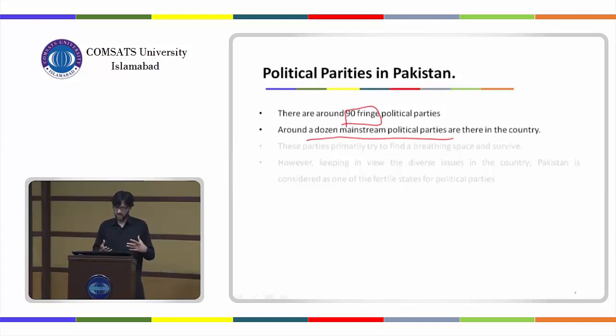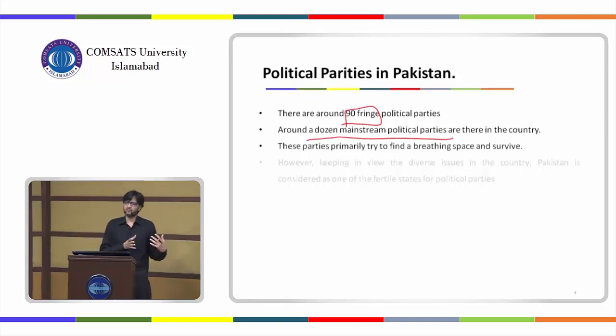Because they are above the district level. They are in at least a few districts, not only one or two districts, right? More than a few districts, like 5, 6 or 8 districts. They would have the majority there and can win 7, 8, 9 National Assembly seats if they are voted for. So they have this vote bank and that is why we call them the mainstream political parties, right?